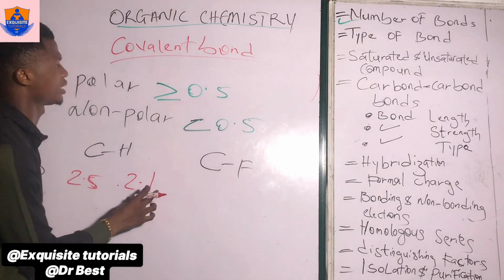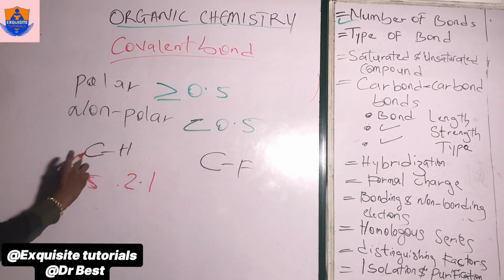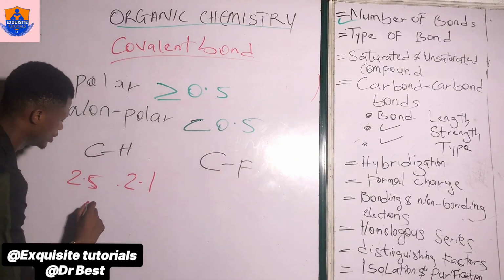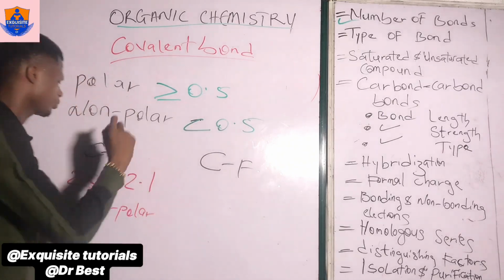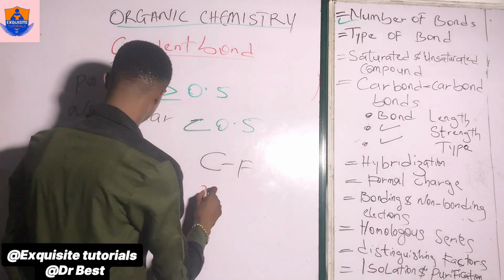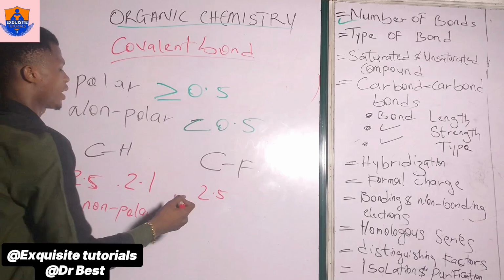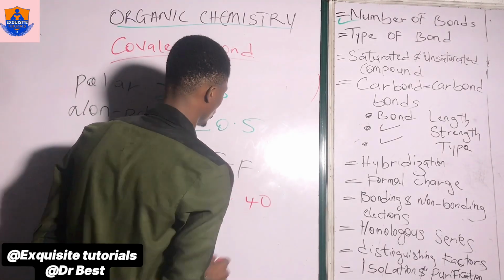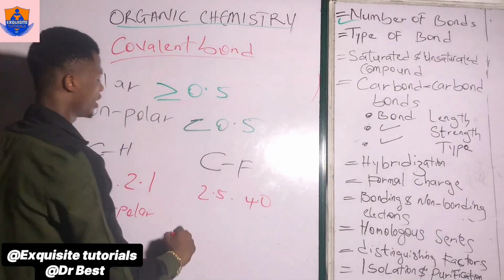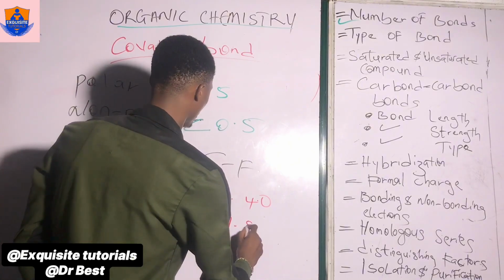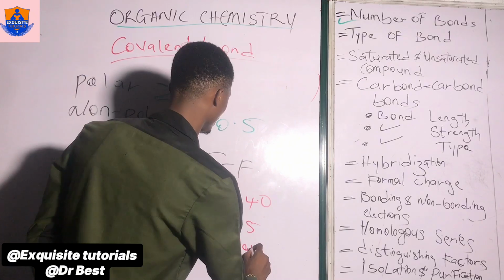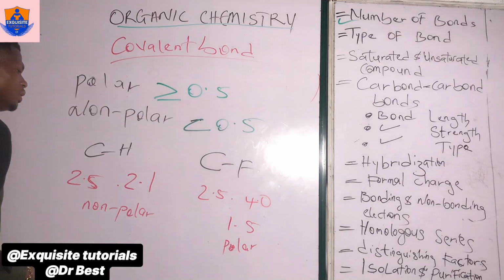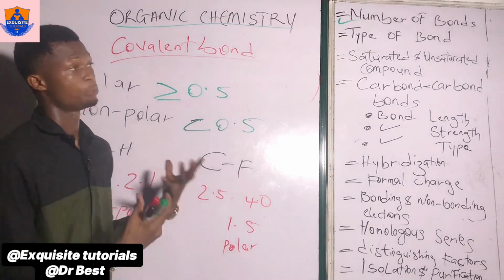2.5 minus 2.1 gives us 0.4, which means the bond between carbon and hydrogen is non-polar. The electronegativity of carbon, just like we said, is 2.5, while that of fluorine is 4.0. The difference between 2.5 and 4.0 is 1.5. So the bond between carbon and fluorine is polar covalent.